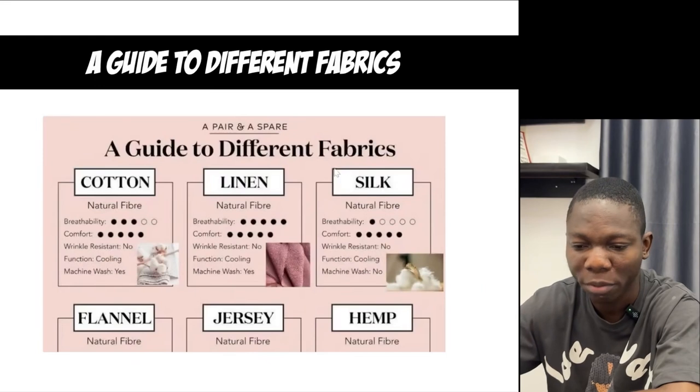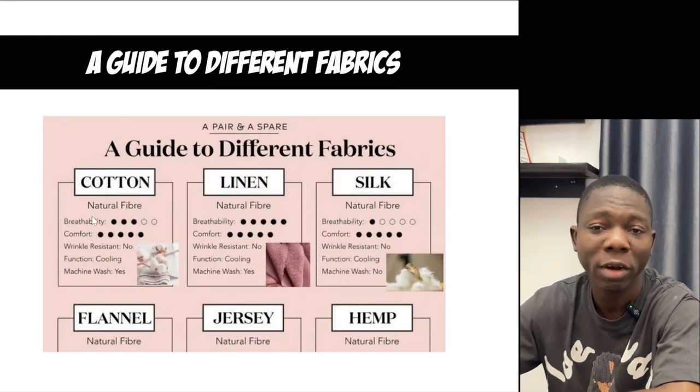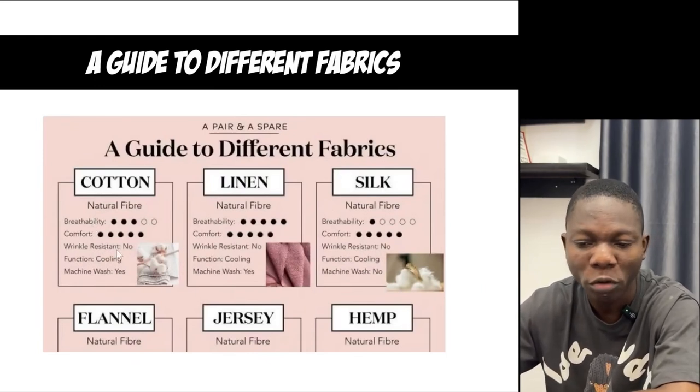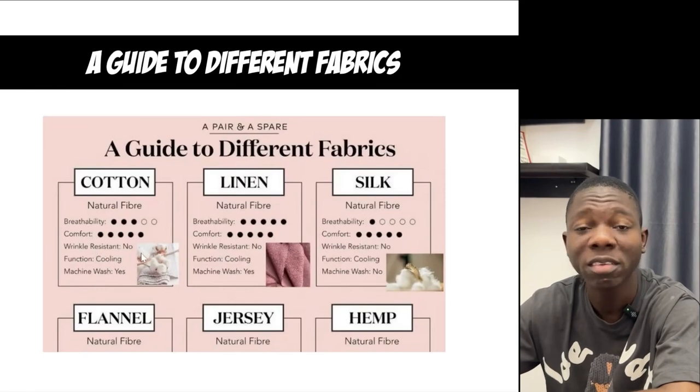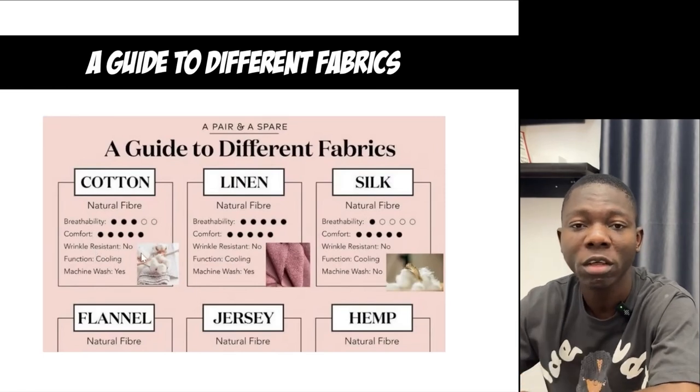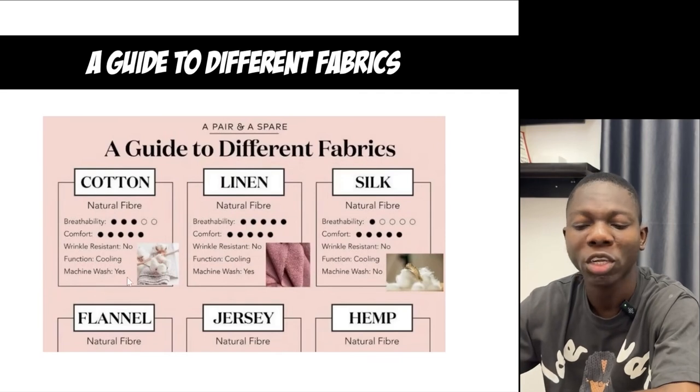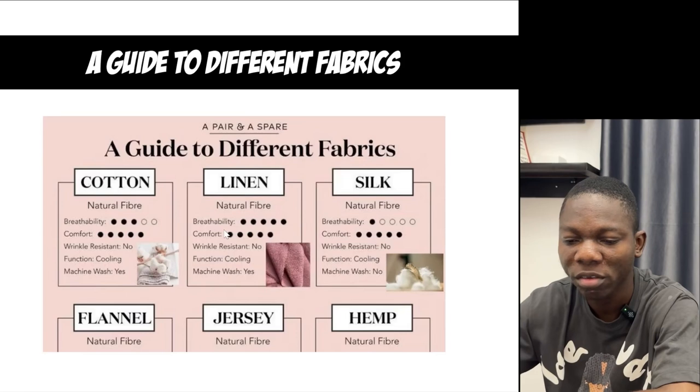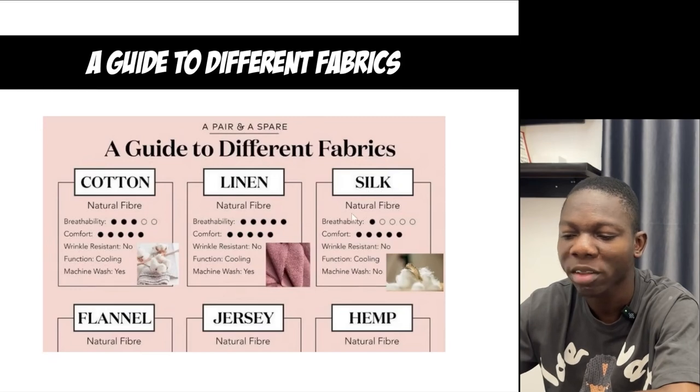A guide to selecting fabric. For cotton, it is naturally breathable, it has more comfort, it's not wrinkle resistant, meaning it wrinkles easily, you can machine wash it, and it has a cooling function. For linen, also the same thing, breathability is very high, comfort is very high, wrinkle resistance is no. Then silk, breathability no, comfort is very high, wrinkle resistant also no, function cooling.